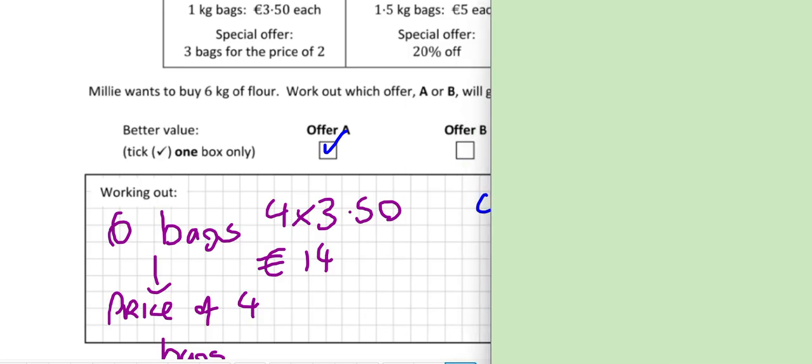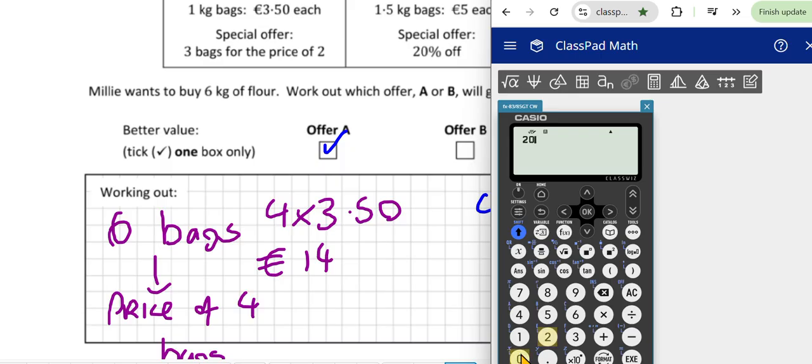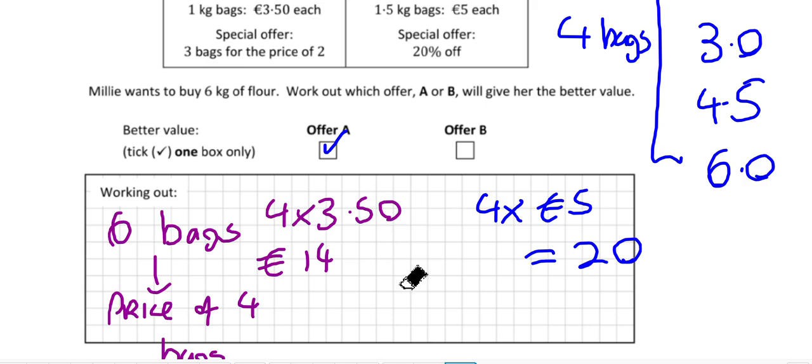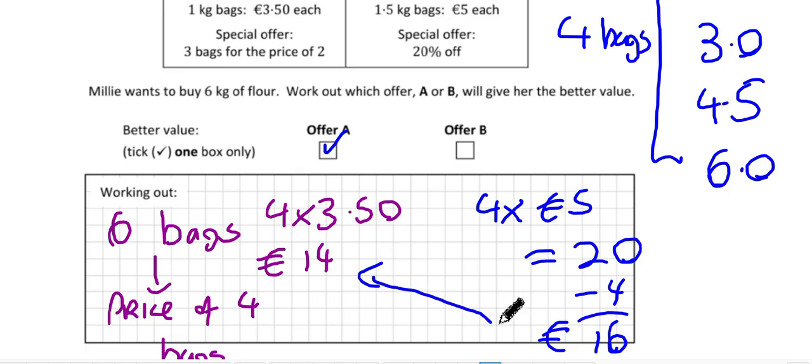So I'm going to go over here. I'm going to say €20 multiplied by 20%, because I'm going to take the 20% off. That's €4. And then take away the €4. So I'm comparing €14 to €16, and that's why one of them's cheaper.